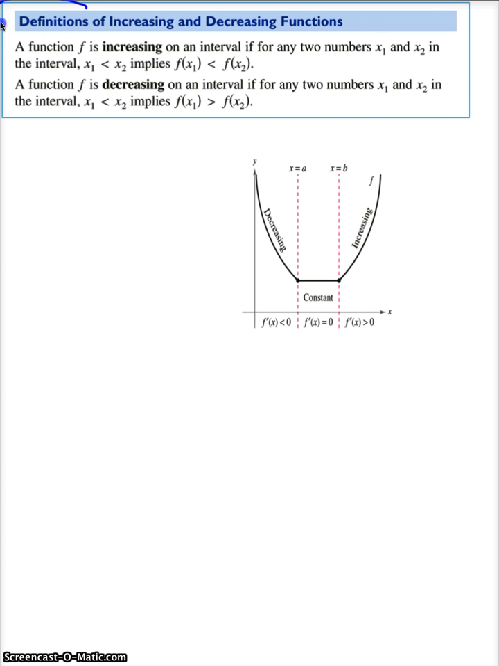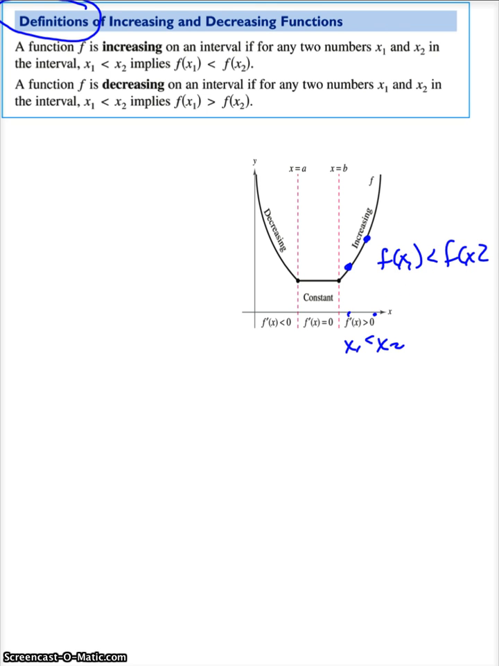So here's a definition, and all definitions get written in your notebook. A function is increasing on an interval if for any two numbers x1 and x2 in the interval, x1 being less than x2 means f of x1 is less than f of x2. All right, so for any two numbers x1 and x2, because x1 is less than x2, that implies f of x1 is less than f of x2. And indeed, that is what an increasing function looks like.